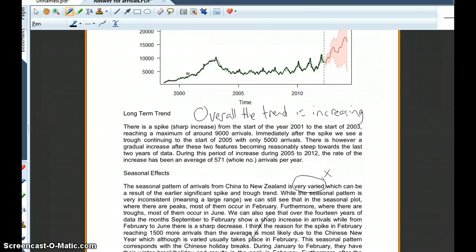Now, without reading it out to you, she's gone straight into, I'll just read that first sentence: there is a spike, sharp increase from the start of the year 2001. So she's gone and looked at it quite narrowly straight away. What I would say is overall the trend is increasing. So you need to comment on the overall trend.